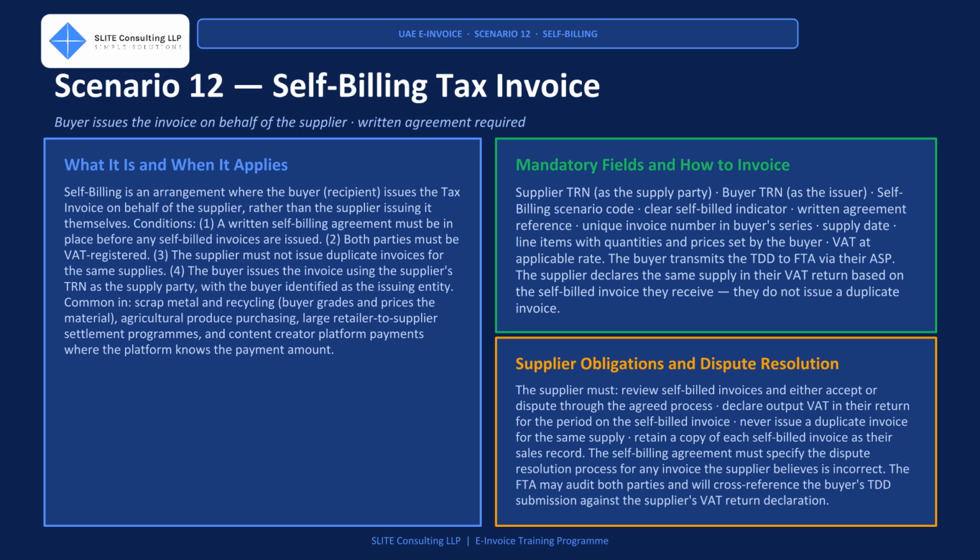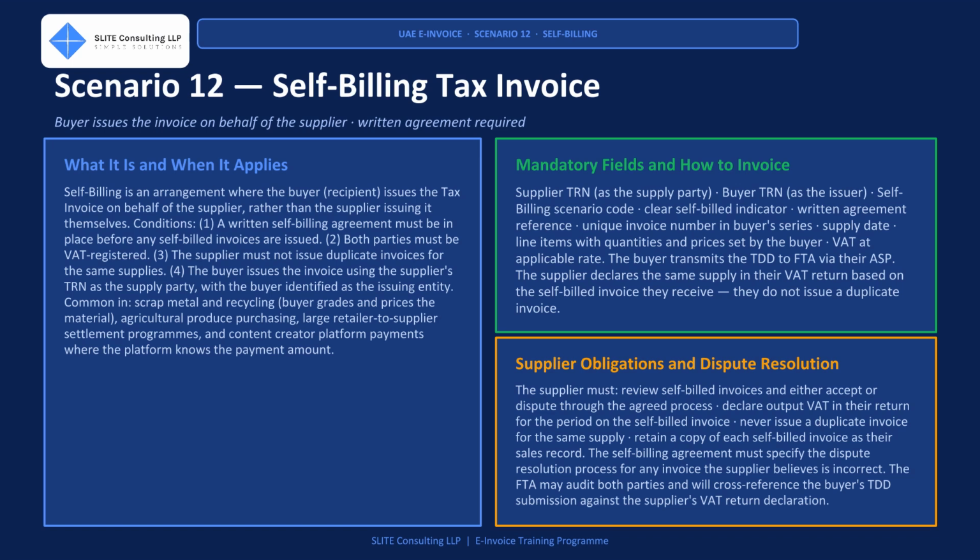Common in scrap metal and recycling, where the buyer grades and prices the material. Agricultural produce purchasing, large retailer-to-supplier settlement programs, and content creator platforms where the platform knows the payment amount. The buyer transmits the TDD to the FTA via their ASP. The supplier declares the same supply in their VAT return based on the self-billed invoice they receive.